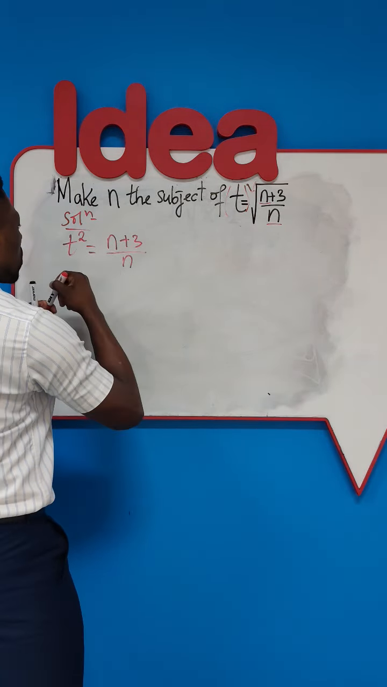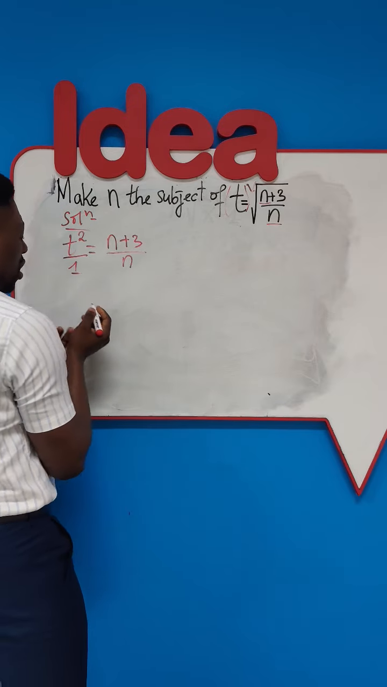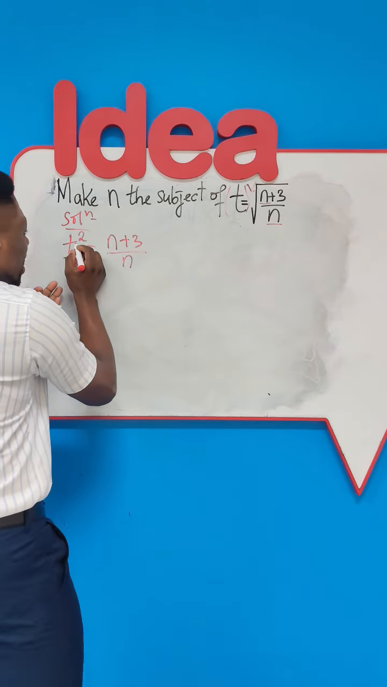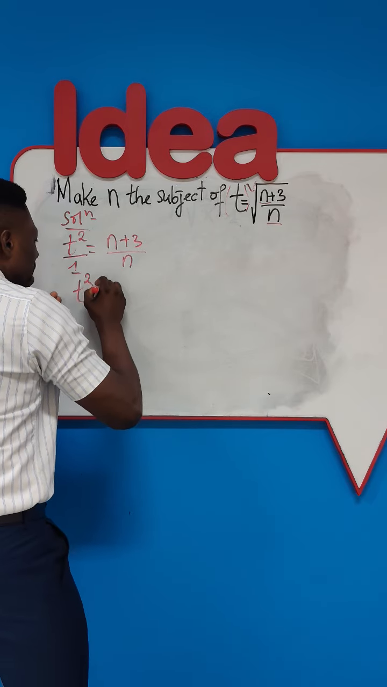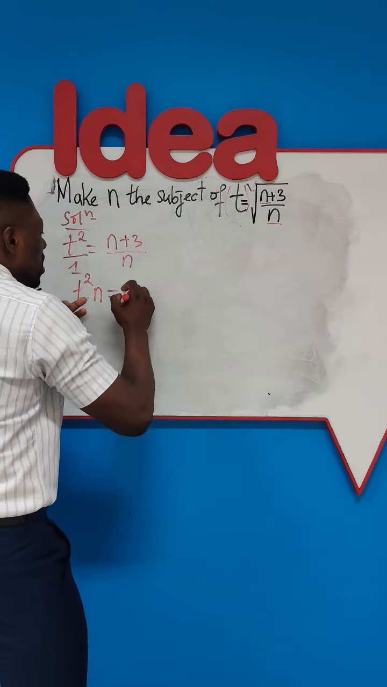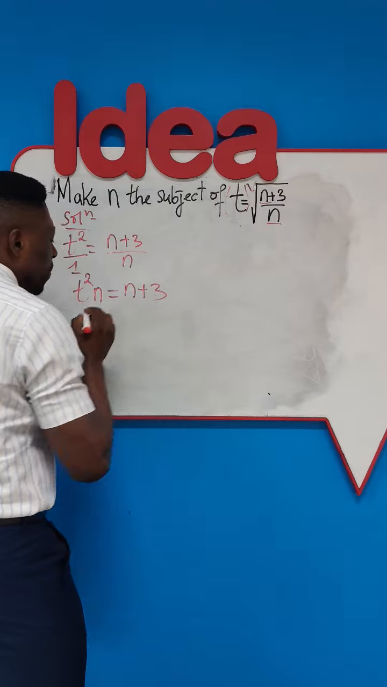Now at this point we have a fraction on the right side. Let's do away with this fraction by doing what we call cross multiplication, wherein t squared will multiply this denominator here to give us t squared n, and then 1 times all of this is just itself, plus 3.